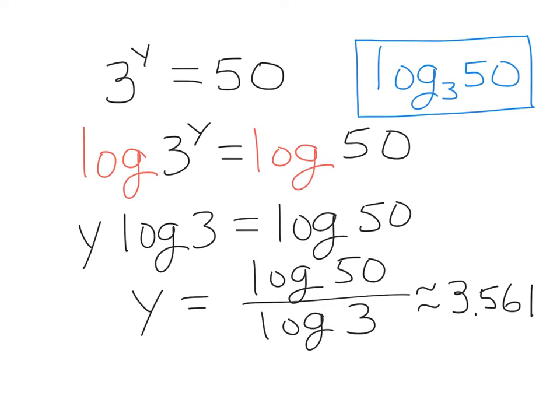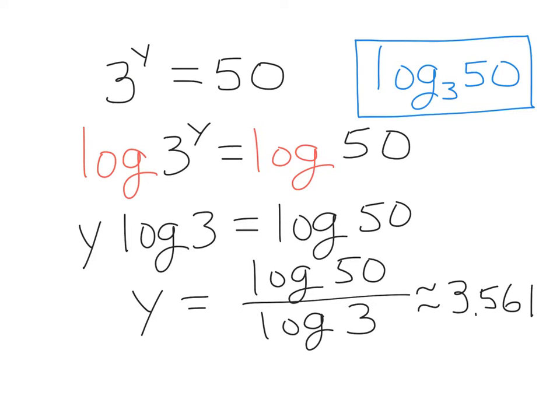Well, let's take log base 3 of 50. So 3 to a certain power will give you 50. What is that certain power? Well, we can write it in exponential notation. 3 to the y power equals 50. We're looking for y. But how do we solve for y? How do we get y out of the exponent?